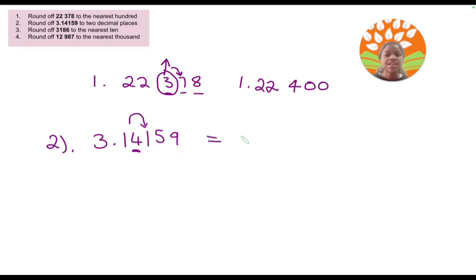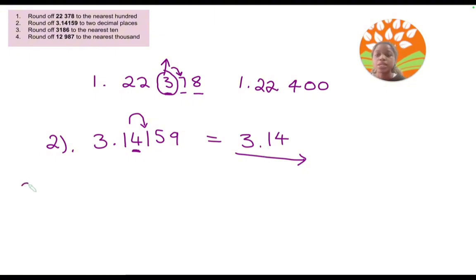So our answer here is 3.14. It remains the same because the number to its right was less than 5. We rounded off to 2 decimal places. Here we had 1, 2, 3, 4, 5, all the digits after the decimal point. We had 5 decimal places. Now we have 2. That is our answer. They wanted us to round off to 2 decimal places.